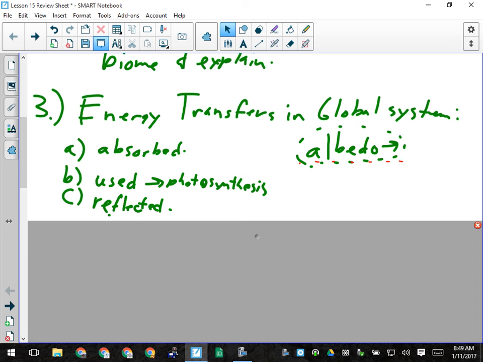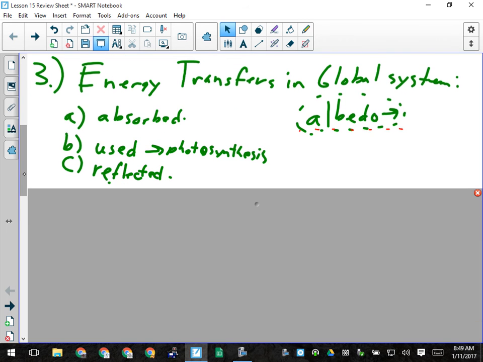And then you could talk about the energy that's absorbed causing increases in temperature, or changes in latent heat, water to evaporate, things like that. Just explain when energy gets absorbed, where are some places it can go. All right. What are the three ways energy gets transferred?